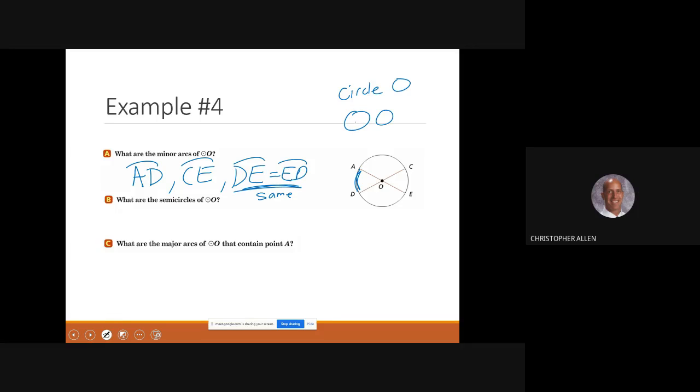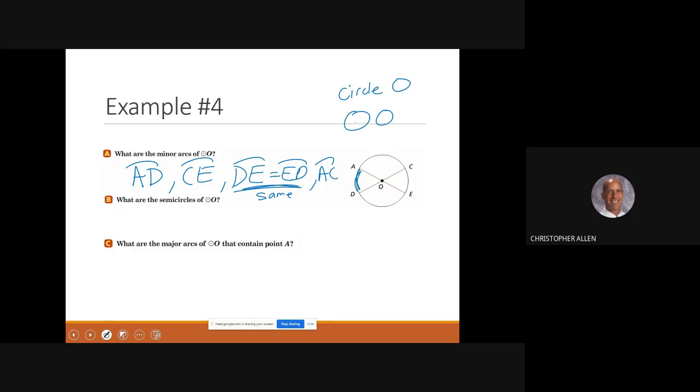Can anyone see any other minor arcs? There's one more. What's the remaining minor arc? Ishmael says AC. It is AC. That is correct. Thank you, Ishmael. Very good. You are engaged. I appreciate it. Does everyone have a good idea of what a minor arc is? Okay, great.